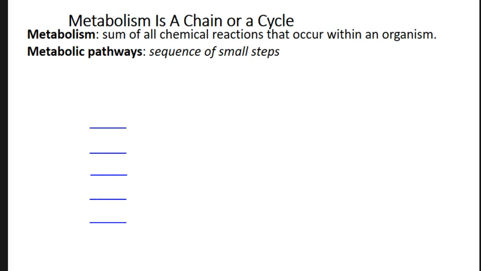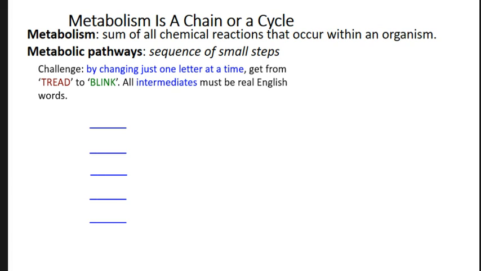So to demonstrate this idea of small pathways, we're going to do a little word exercise. We're going to start out with the word tread, and we're going to change one letter at a time until we get to the word blink. I'm going to give you time to do this on your own, but keep in mind that you can only change one letter per step. And each new step actually needs to be a word.